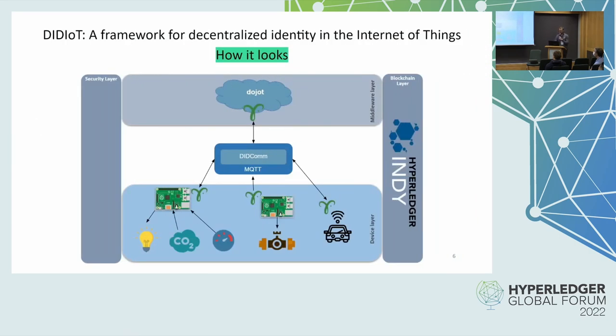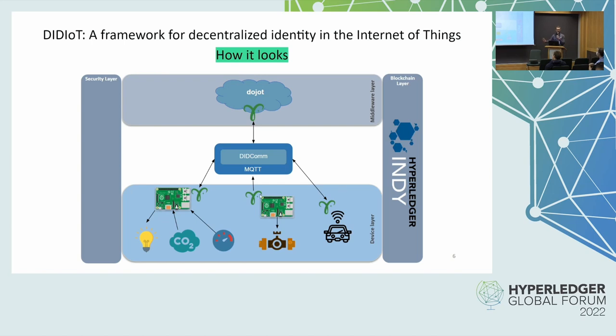Here is a concept we developed at CPQD. In this framework, basically we have a security layer. We have a middleware called Dojo. It's an IoT middleware, an open source project that CPQD developed a few years ago. So Dojo is open. We have a community and a lot of industry using Dojo in Brazil for Internet of Things. And a blockchain layer using Hyperledger Indy.